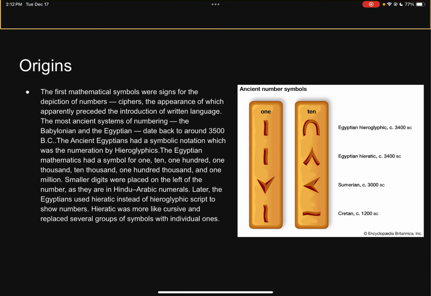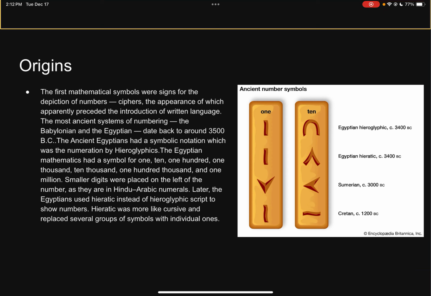Origins. The first mathematical symbols were signs for the depiction of numbers, ciphers, the appearance of which apparently preceded the introduction of the Latin language. The most ancient systems of numbering, of the Babylonians and the Egyptians, date back around 3500 BC. The ancient Egyptians had symbolic notation, which was the enumeration of the hieroglyphics.